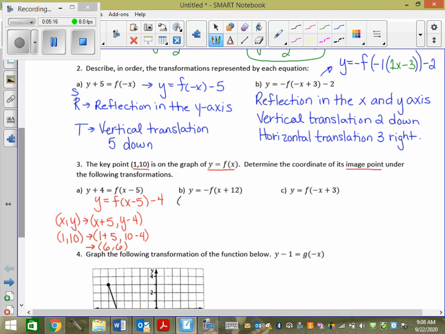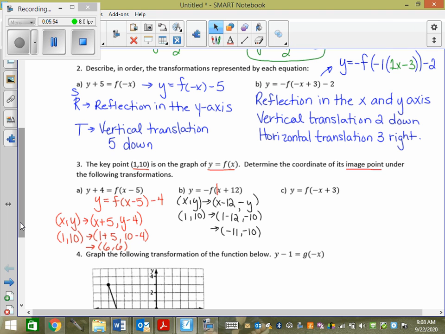This one, I have a 1 in front of my x, so I'm good. Because that's the very first thing I'm always going to look for. Is it in y equals, and do I have a positive 1 in front? Because if not, that's what I'm going to change first. So, my y is going to, I have a reflection in the x-axis which affects my y's. So I'm going to get a negative y. And then I move 12 to the left, so I'm going to get x minus 12. Plug that in, I get 1, 10 becomes 1 minus 12, comma, negative 10, which is negative 11, negative 10.